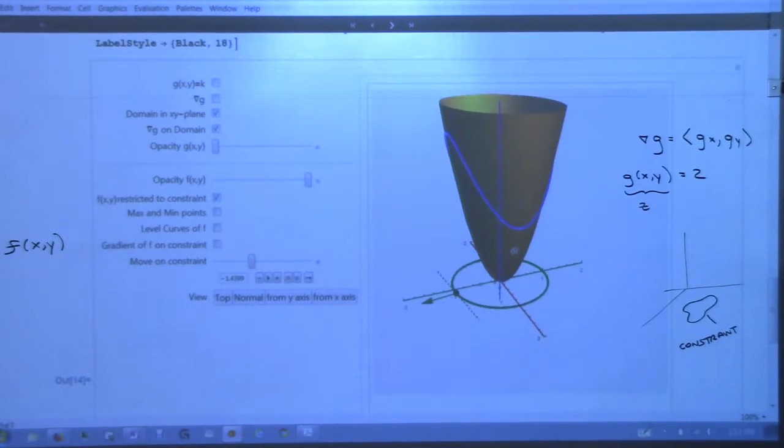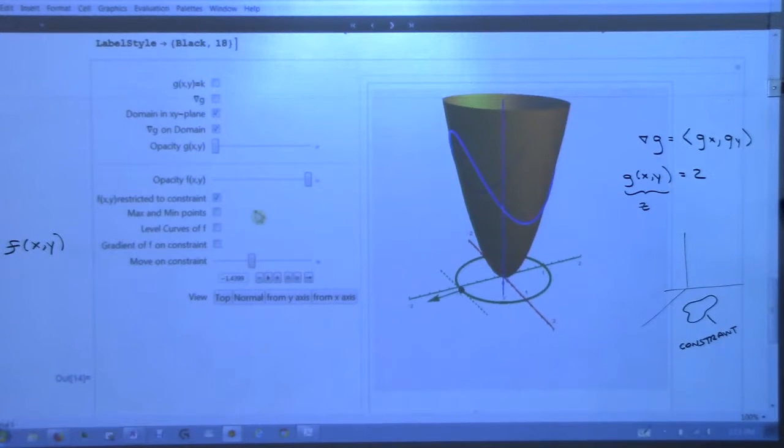Got me? Now let's look at the max and min points. Right there, let me pull this out just a little bit. Can you see on that blue curve we have a max there, a min there, and a min there? Do y'all see those? Okay.